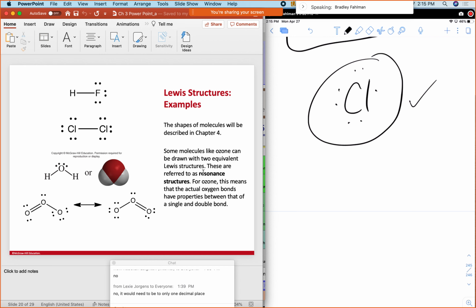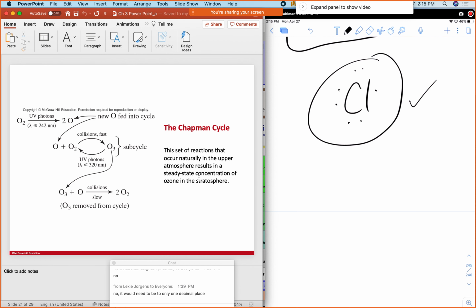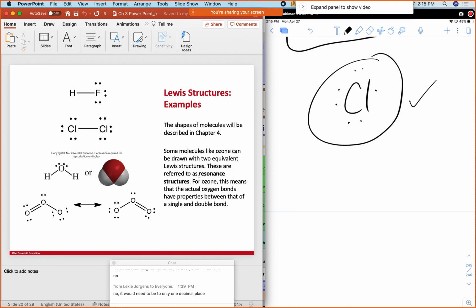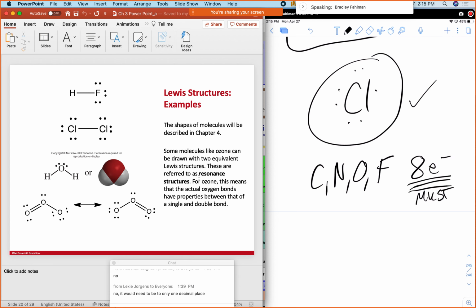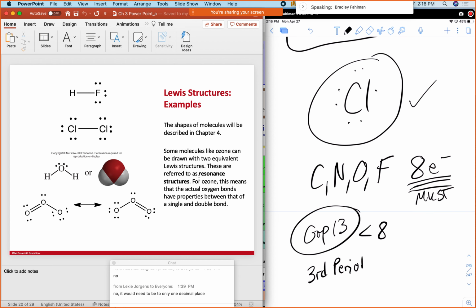You should know the exceptions to the octet rule. Carbon, nitrogen, oxygen, and fluorine must have 8 electrons around them. But group 13 elements can have less, and anything third period and beyond can have more, like sulfur, phosphorus, etc.